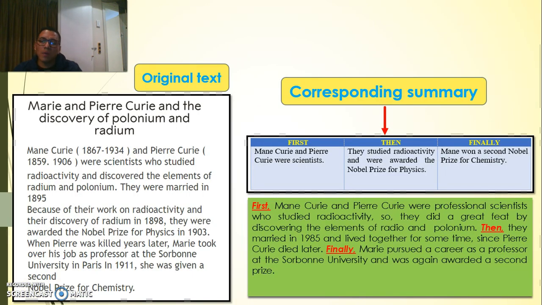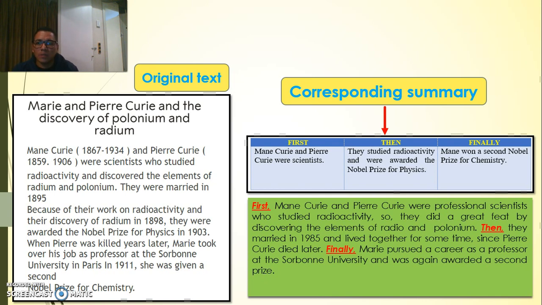Again, you can use a table. For example, you can compare the original text and the corresponding summary. Okay, so in the first part, I wrote the main characters, Marie and Pierre Curie. The history is about the polonium and radium.